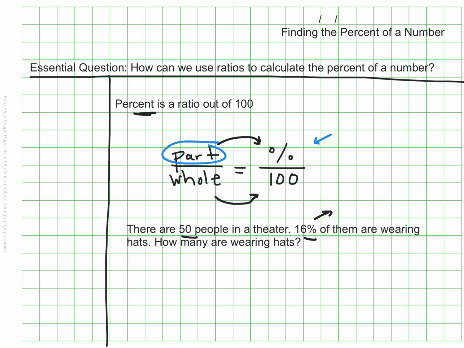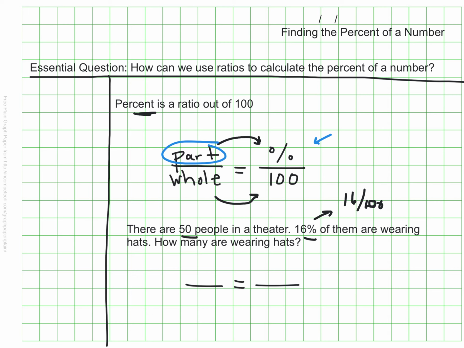16% would be 16 out of 100, and that's not how many people are in the theater, right? So 16 people aren't wearing a hat. 16% of the people are wearing a hat. So let's use this example to look at our equivalent ratios or proportions to help us figure out how many people are actually truly wearing hats.